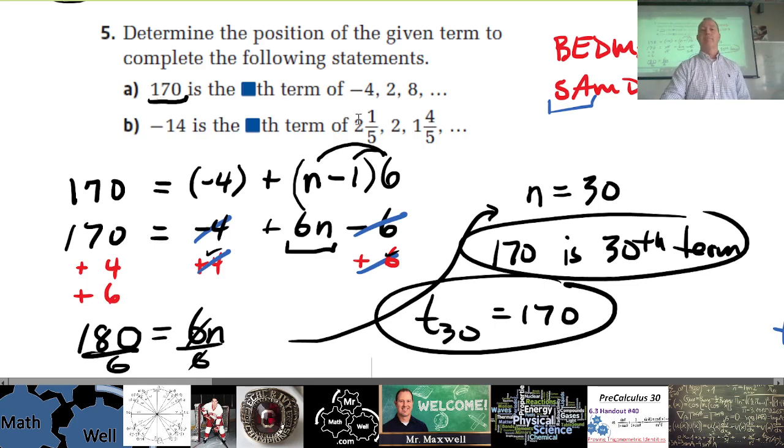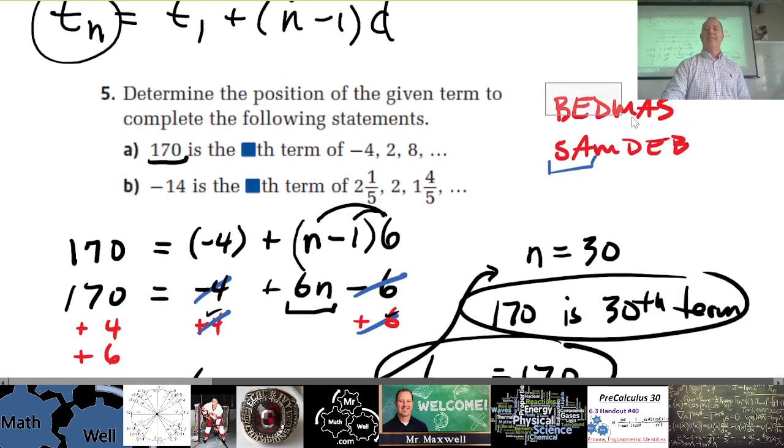Does this say Sam? Yes, Sam, yeah. So I have up here, this is order of operations. And when you're solving for a variable, you want to do the order of operations in opposite order. So BEDMAS becomes SAMDEB. Yeah, SAMDEB.